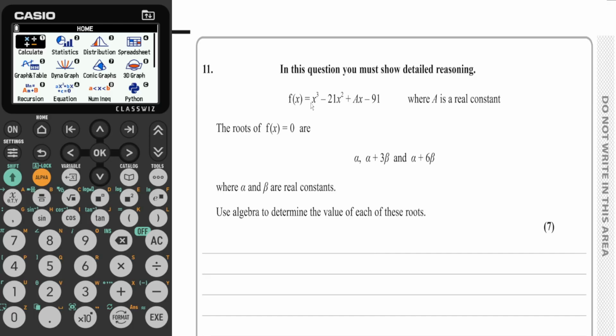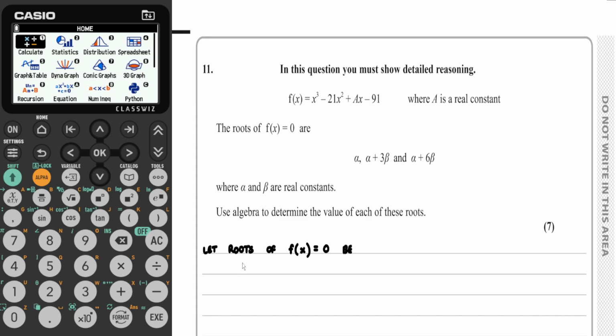Question number 11. F of x equals x cubed, subtract 21x squared plus ax subtract 91, where a is a real constant. The roots of f of x equals 0 are alpha, alpha plus 3 beta, and alpha plus 6 beta, where alpha and beta are real constants. We have to use algebra to determine the value of each of these roots.